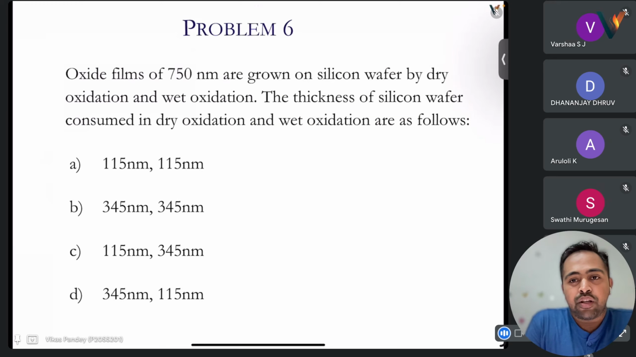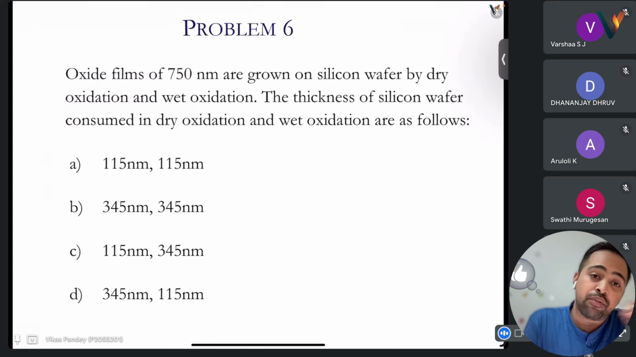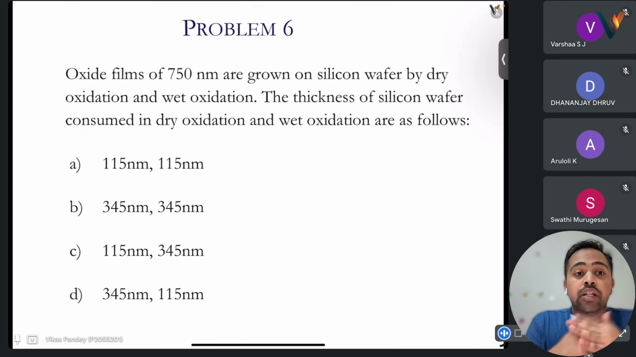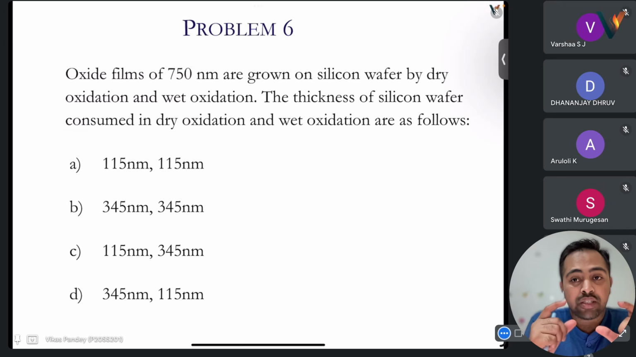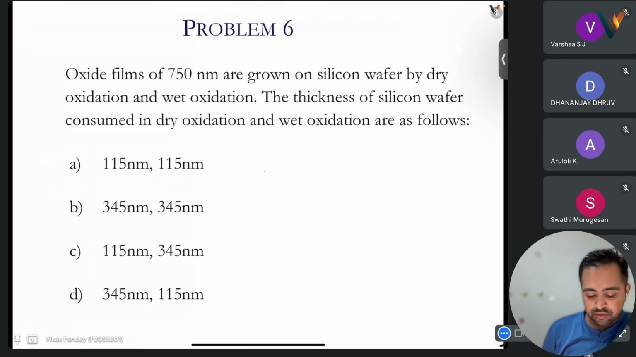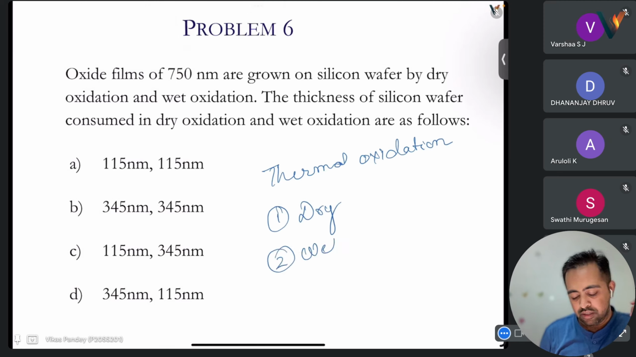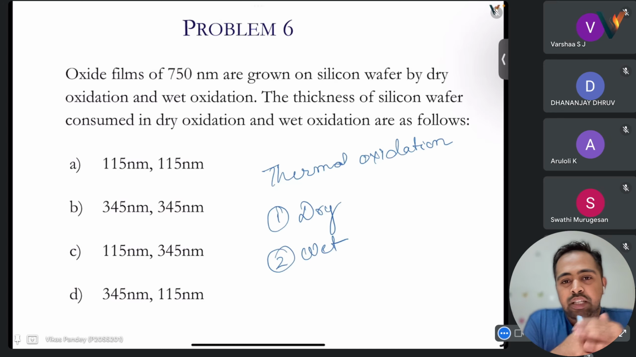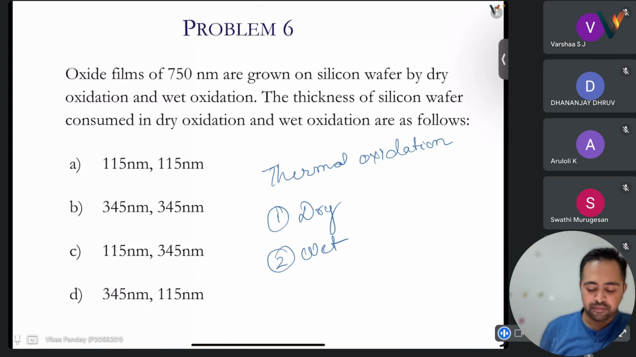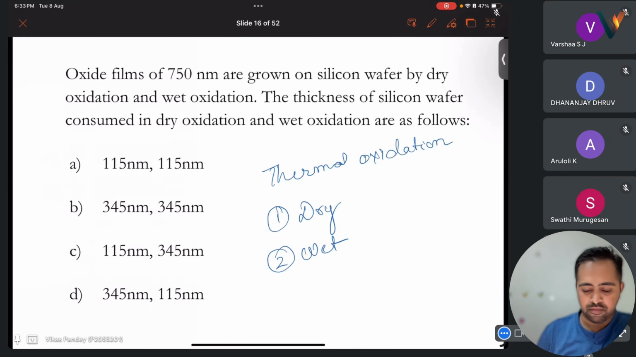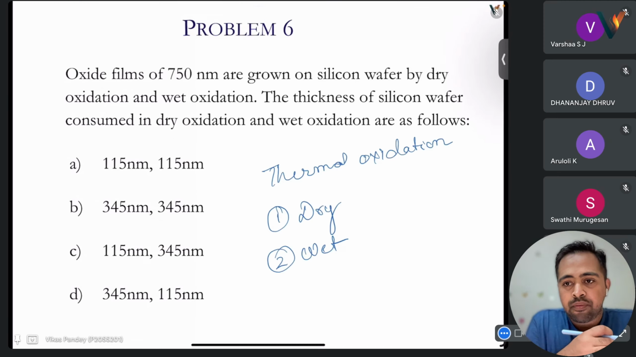This is a very important question. When we talked about it, the first process was thermal oxidation, that is growing oxide out of the silicon wafer, and there are two methods to do that. Thermal oxidation can be done using two methods. One is dry, another is wet. Can anyone say what is the difference between dry and wet oxidation? Anyone can try.